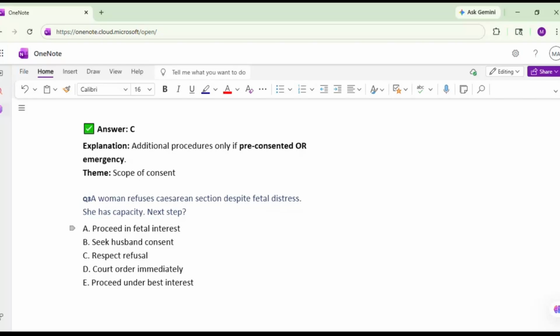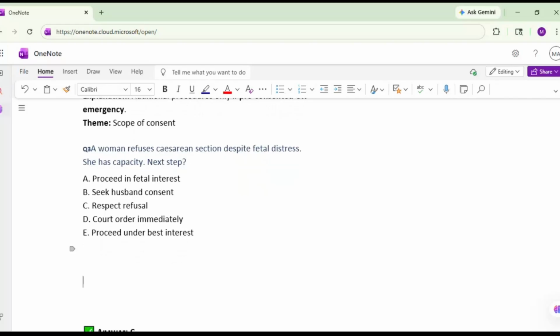A woman refuses cesarean section despite fetal distress. She has capacity. Next step: proceed in fetal interest, seek husband consent, respect refusal, court order, proceed under best interest. So it is C, respect the refusal. Yes, we have to respect refusal.